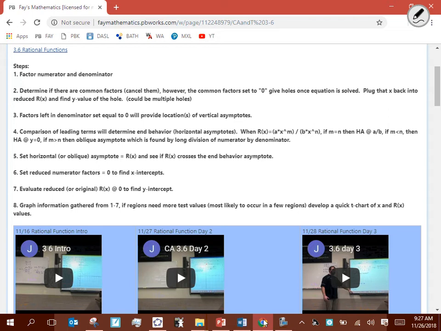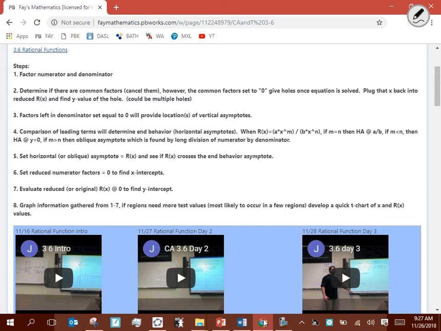I just walked through those 3 bullet points for different types of leading terms you could have and how they compare with their exponents. Okay. Step 5 says set your horizontal or oblique asymptotes equal to r of x, which is your original function, and see if you cross the asymptotes. Okay. And this is why I think horizontal asymptote is kind of a bad name for it, because with vertical asymptotes, we understand we're never allowed to touch them, right?